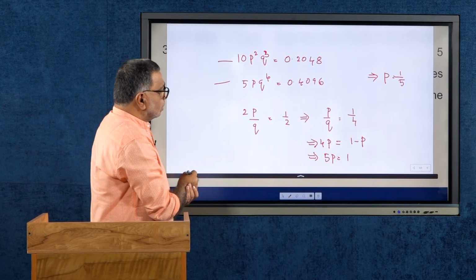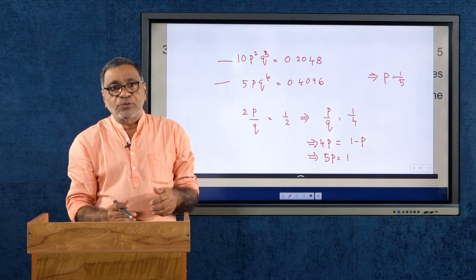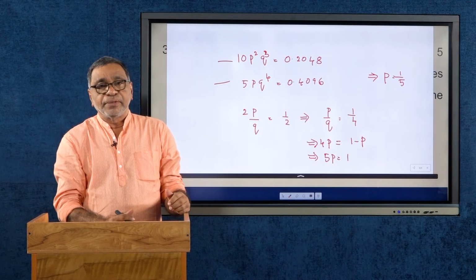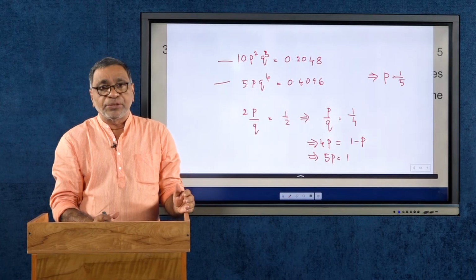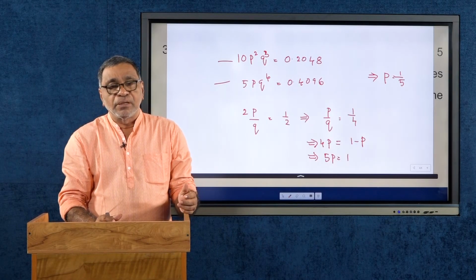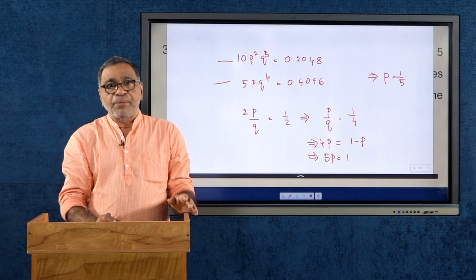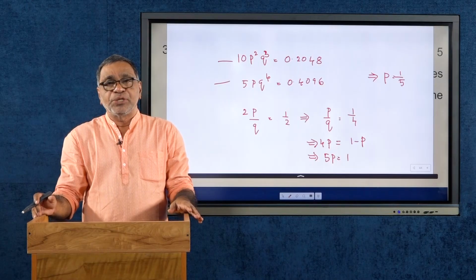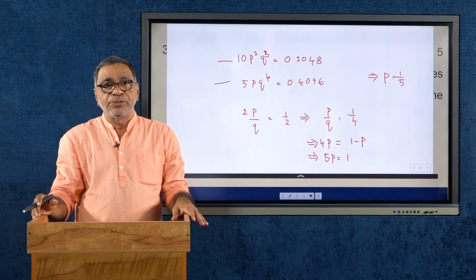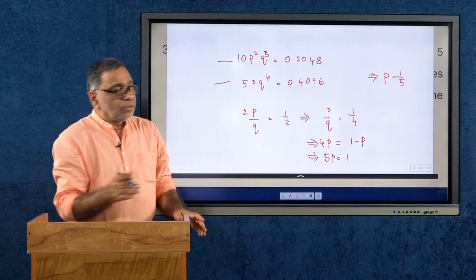Okay. So, you are given n is equal to 5 and two equations, and how do you find the parameter value p? To get the parameter value, we simplified the equations, and solving them, we have the value p equal to 1 by 5. Okay.